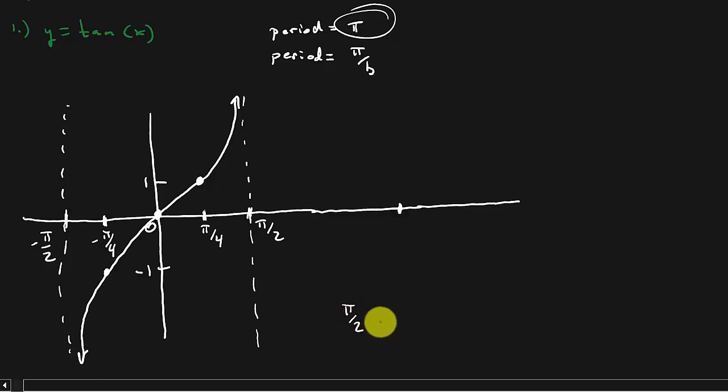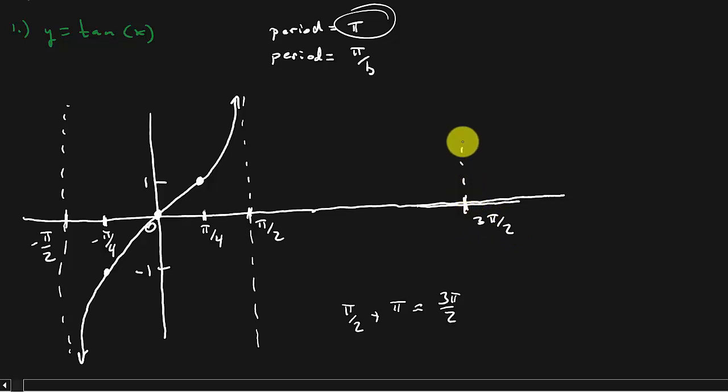So if I do pi over 2 plus pi, that's going to give me 3 pi over 2. Let me move that out just a little bit more. So let's maybe about right there. So at 3 pi over 2, I would have another vertical asymptote. Okay, and the way that I got this is I just added the period to this vertical asymptote here. And then what you would do is you would do the same thing.